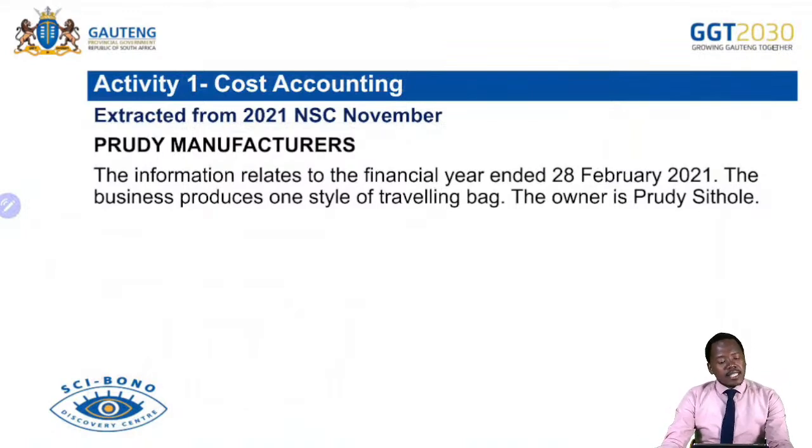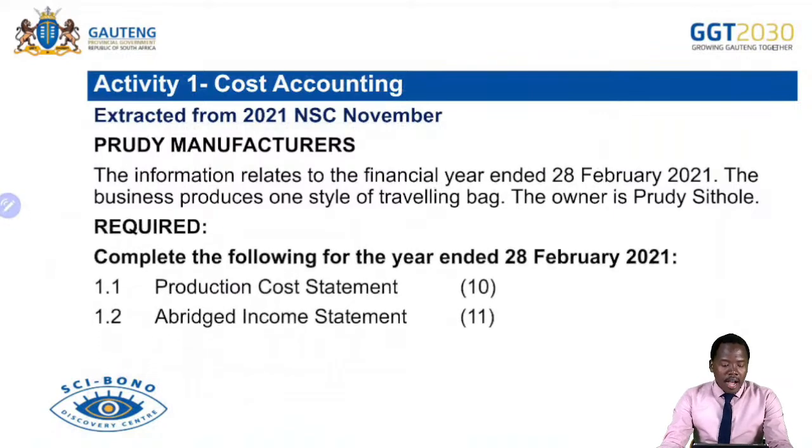Now, the business produces one style of traveling bags. The owner is Prudi Sithole. Now, what are we required to do? We need to do 2 things, amongst other things that we're still going to do. We are going to be preparing the production cost statement. We'll be completing it. And then we will also do an abridged income statement. This is some kind of a shortened income statement.